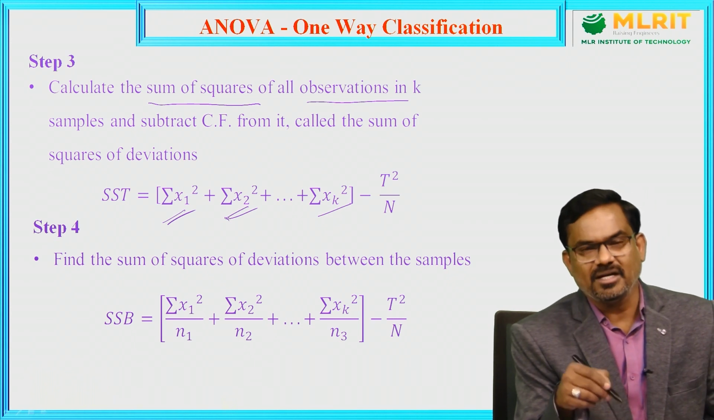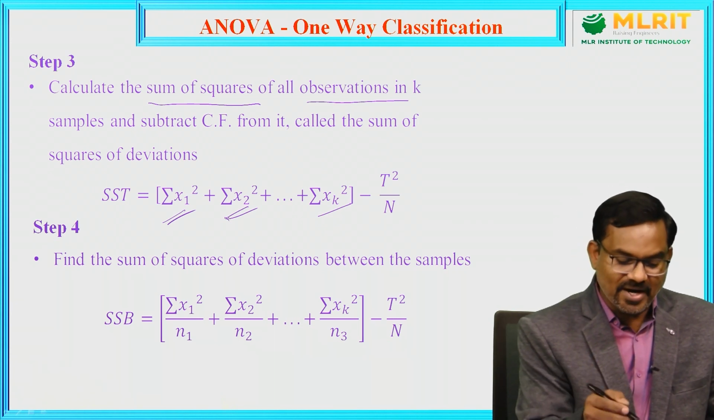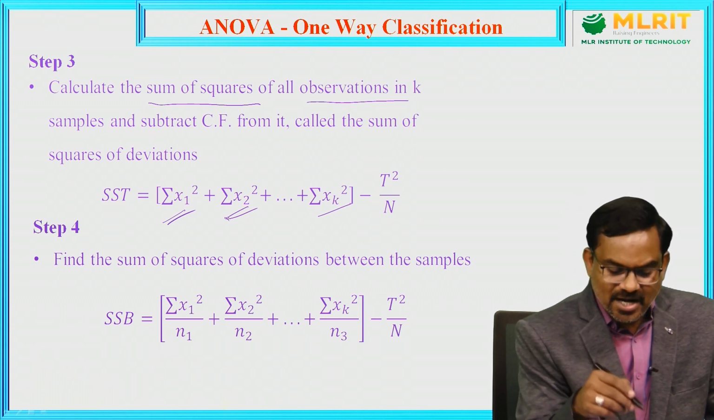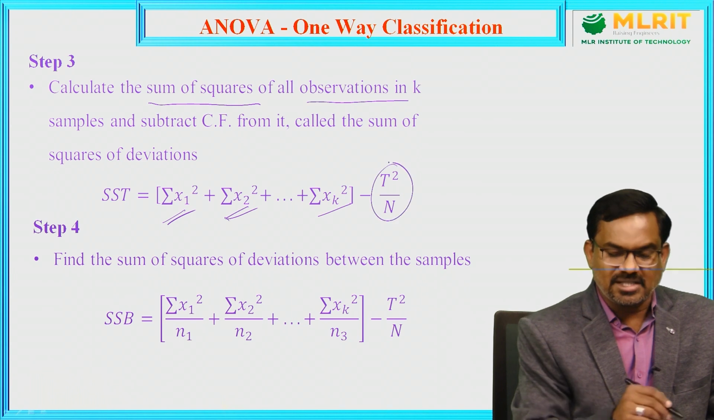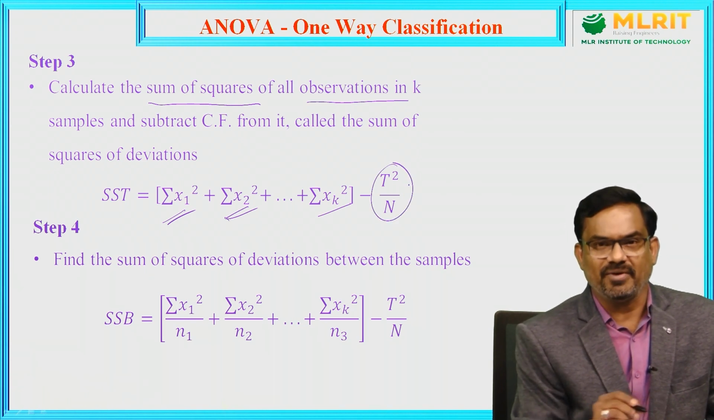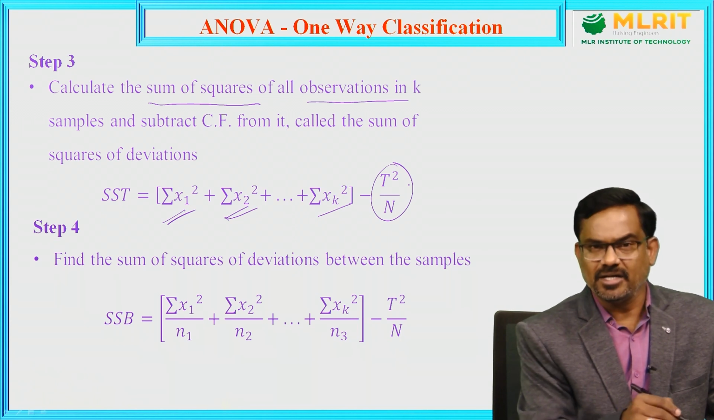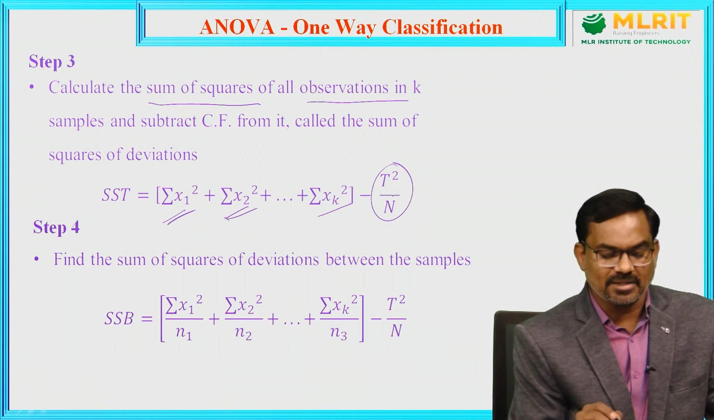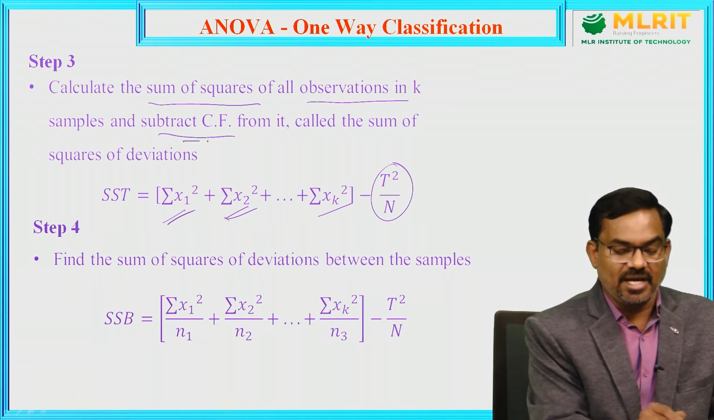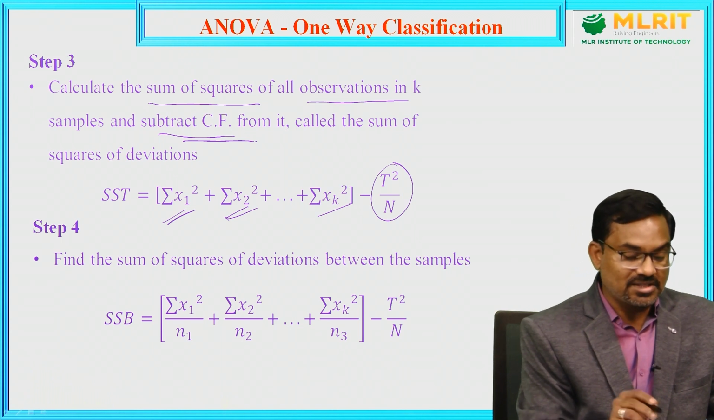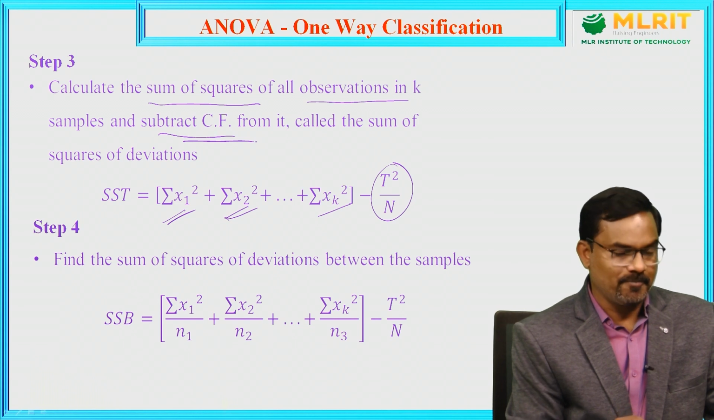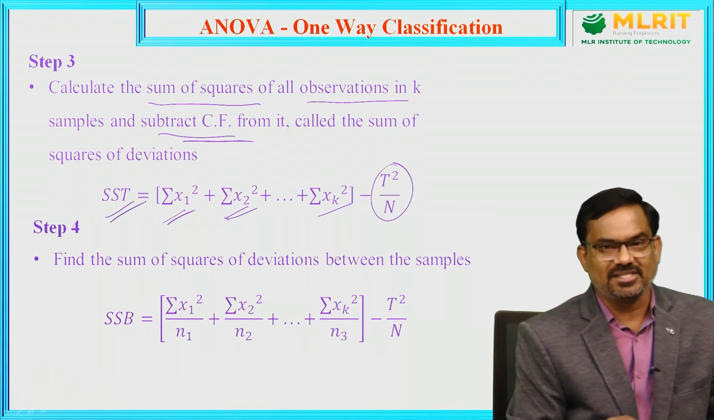Like this we calculate for all k values and again find the total of all these squares, sum of the squares, and subtract from this T square by n. We subtract this value T square by n, which is the correction factor just now we have calculated in step 2. So, let us subtract that from sum of all observations in k samples and subtract Cf from it, which is called the sum of squares of deviations, and let us denote it by SST.